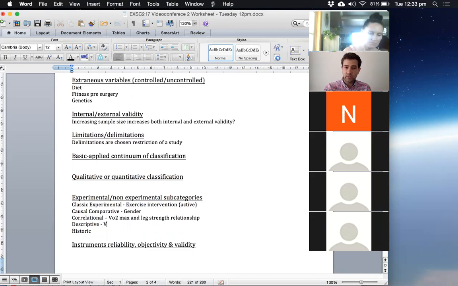If we were just doing normative data on VO2 max of that population, which might be quite informative for clinicians, VO2 max of patients 6 to 12 months post knee surgery, that would be descriptive. Historic, we don't use very much in exercise science. That would be looking back on historical cases of fitness in post-knee surgery, which would be really difficult to do. So typically we won't have an example of that one.